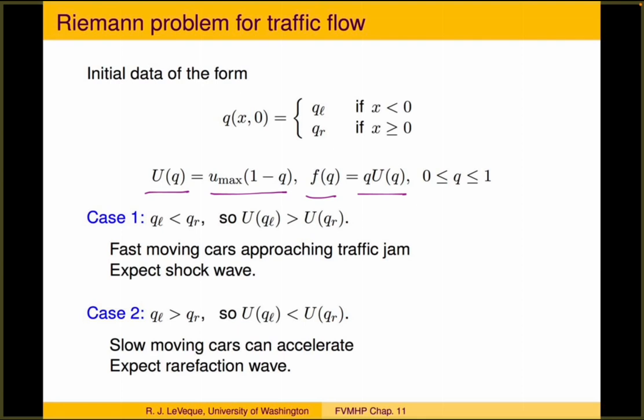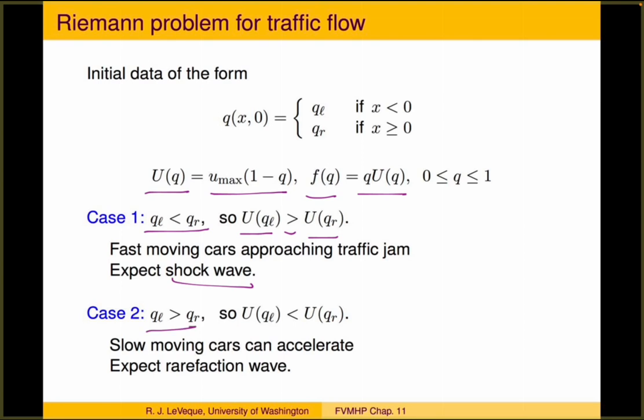For a scalar conservation law, there's typically, for the Riemann problem, really only two cases to consider. One is if q left is less than q right. For this traffic flow problem, if it's less dense to the left than to the right, then the speed at which people want to drive on the left is greater than the speed on the right. That's when you have a traffic jam, where cars are approaching the jam and suddenly have to slow down. And so we expect a shock wave in that case.